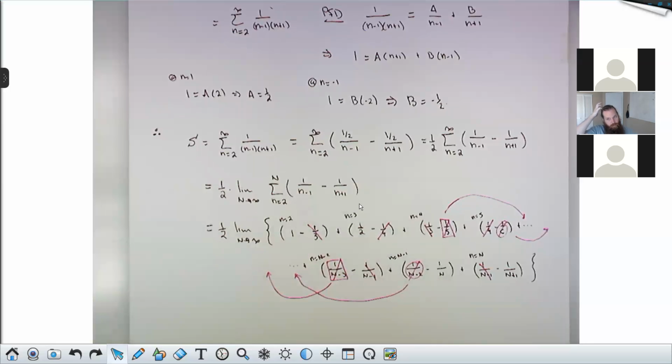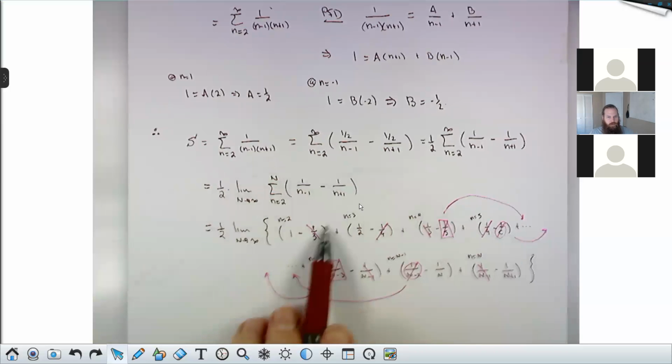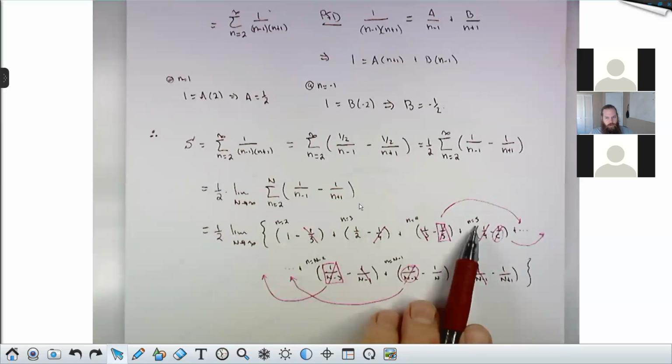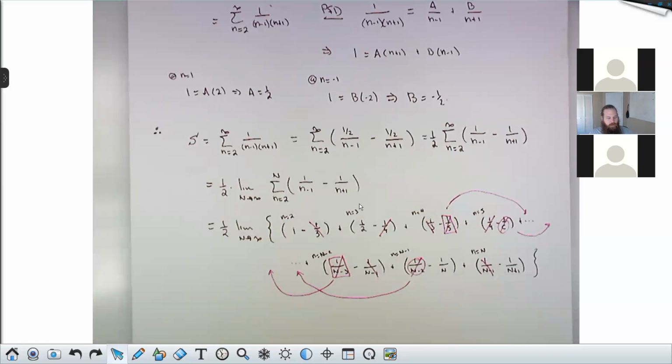So a safe rule is, in order to spot the cancellation pattern, first find the gap between the factors of the denominator. Here the gap between n minus 1 and n plus 1 is 2. And then always write at least 1 more term than the gap size at the start. So here my gap size was 2. I wrote 1, 2, 3, 4 terms at the start. And I wrote 1, 2, 3 terms at the end. Since my gap size was 2, I should always write at least 3 terms at the start and 3 terms at the end.